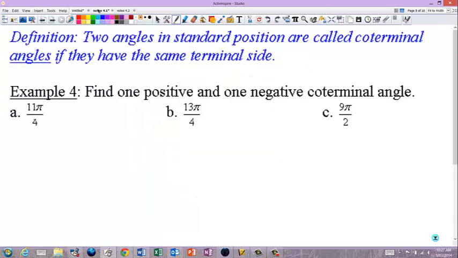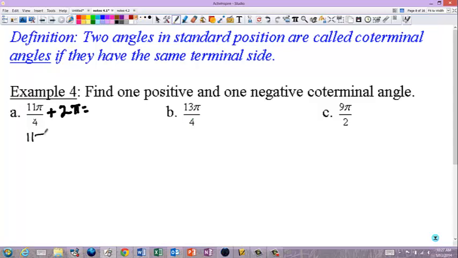2 pi. So if you're in radians, you want to stay in radians. If it gives it to you in degrees, you want to stay in degrees. So to find a positive coterminal angle, all I do is add 2 pi. And we can just type that in our calculator, no, we're not. We're gonna get good at actually doing stuff.